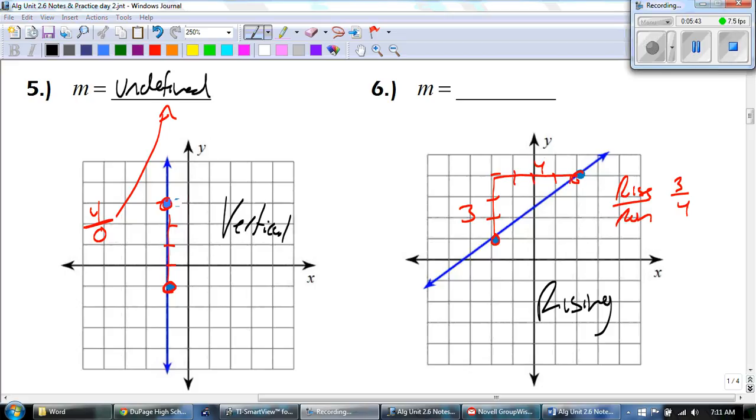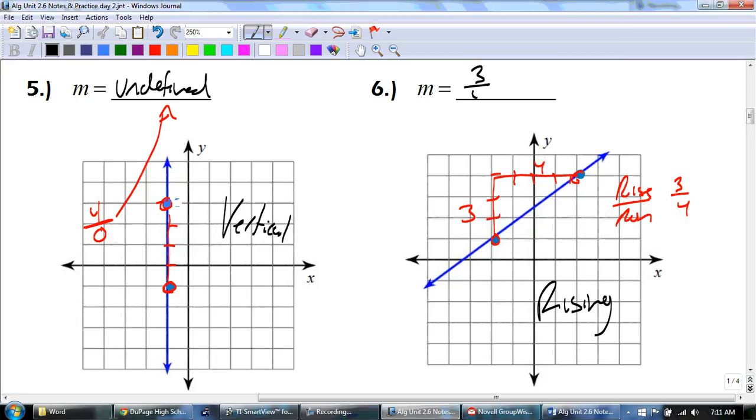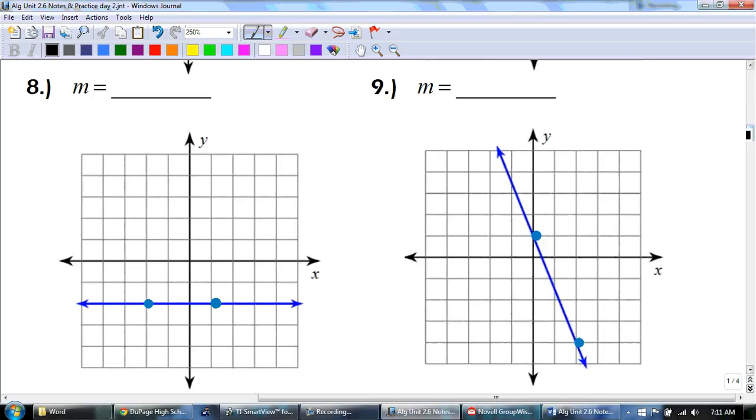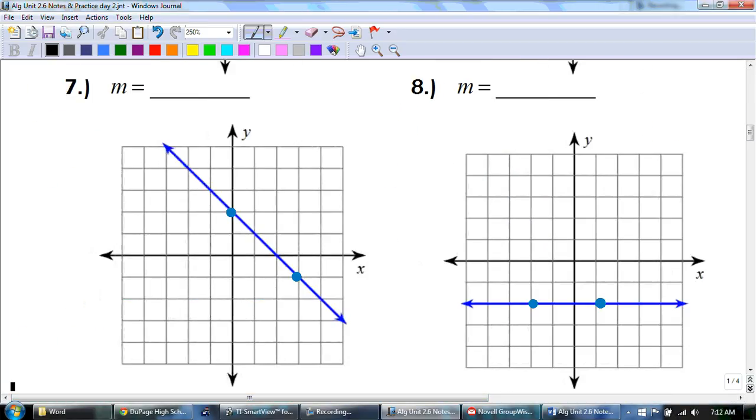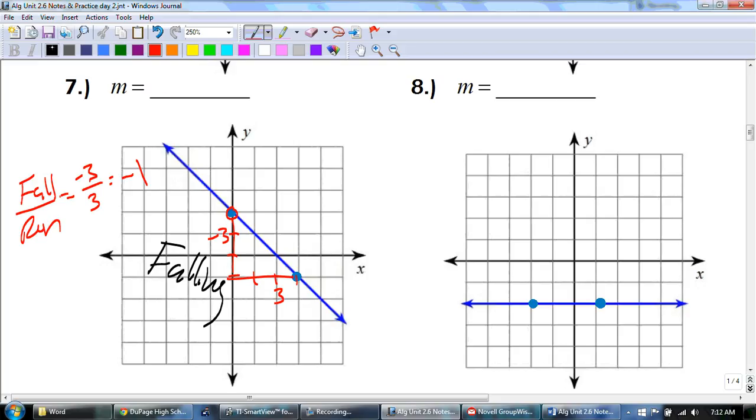Okay, so from left to right, this graph is rising. It's rise over run. And my slope is 3 over 4 because it doesn't reduce. All right, number 7. From left to right, this graph is falling. Okay, so this would be fall over run. I want to know how much I fall first. So I go down 3, 1, 2, 3, and then over 1, 2, 3. So -3 over 3, and that reduces to -1.